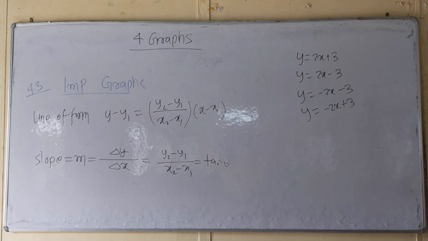Next question. Write the equation of line if the line passes through minus 1 comma 2 with slope minus 3.